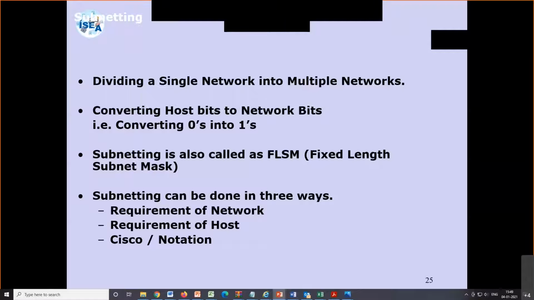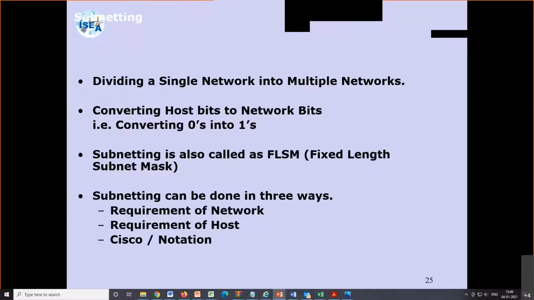However, if you look into that, only 254 systems are available. If you divide the 254, you can add only 6 networks, so 6 subnets. We will look into that also.